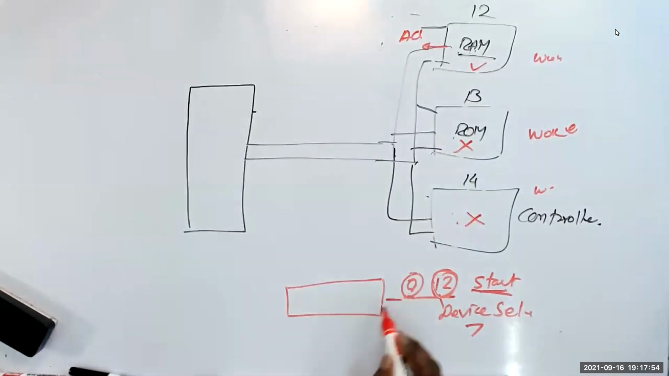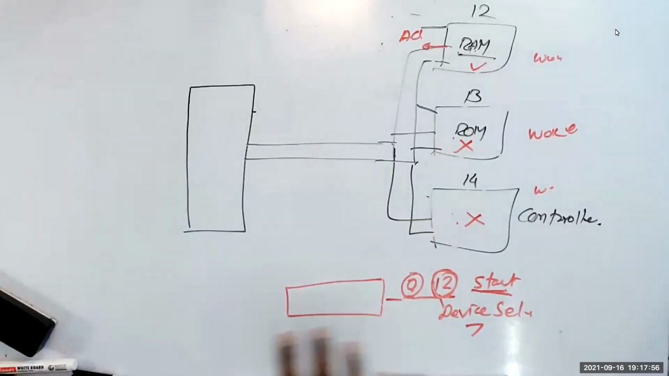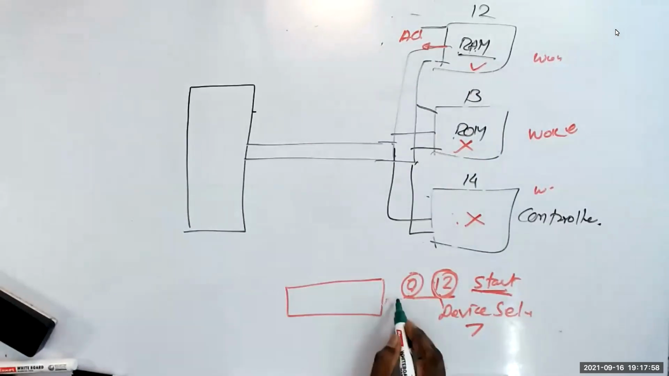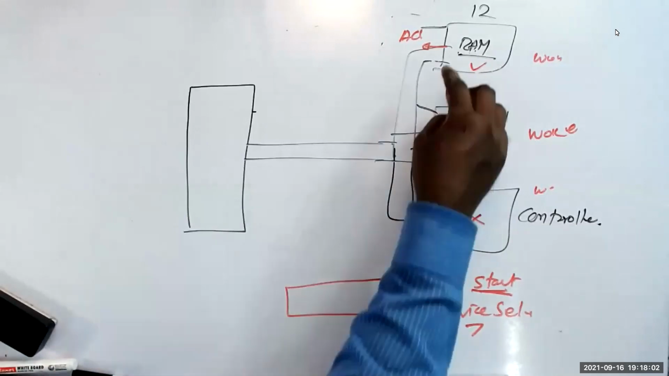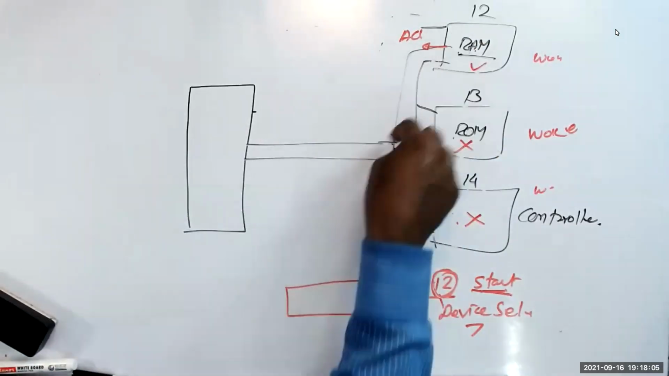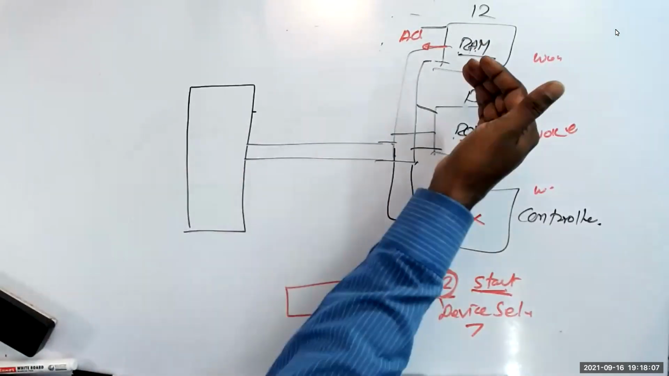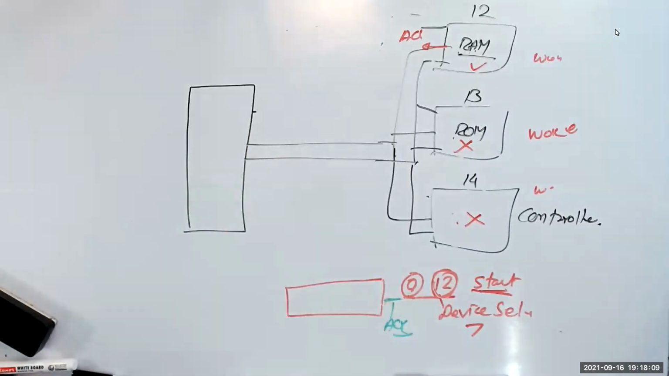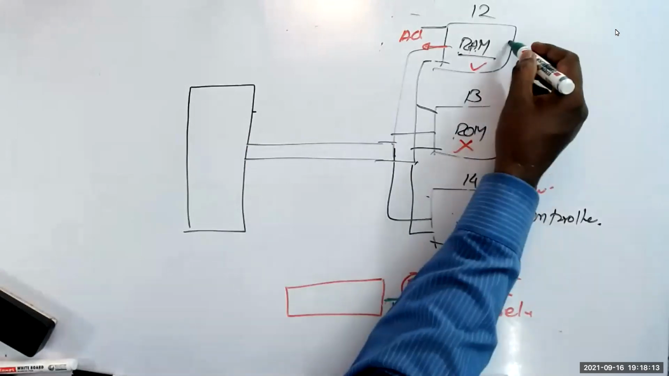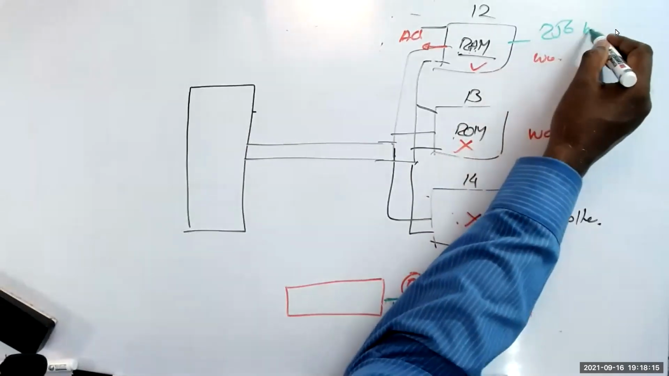Understand? Acknowledgement. Let me put the acknowledgement in a different color. It's nothing but acknowledgement. He pressed the switch, then it became low. Instead of master keeping the low, now slave will make the line low. I got acknowledgement. Now, let's say this RAM is 256 bytes.